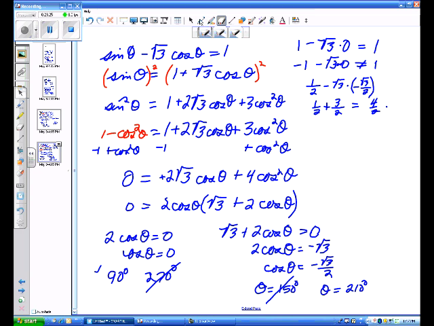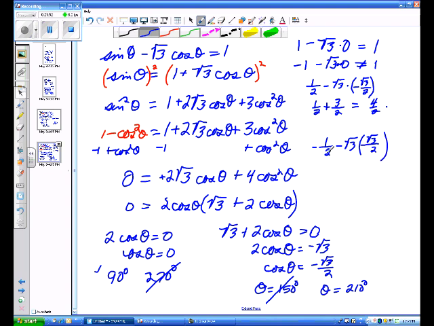So 150 doesn't work. Okay, for 210, the reference angle's 30. So the sine of 30 is 1/2, but 210 is in the third quadrant, so it would be negative 1/2 minus the square root of 3 times the cosine of 210, which is square root of 3 over 2, but we're in the third quadrant, so it's negative. So we have negative 1/2 plus 3/2, which is 2/2, or 1. So it checks out. Because we squared both sides, we had to check our solutions.